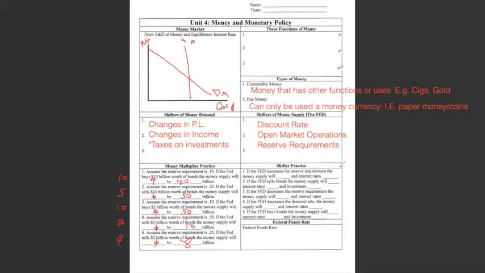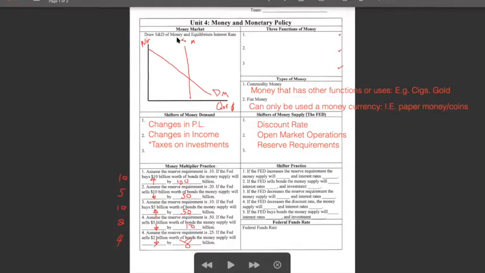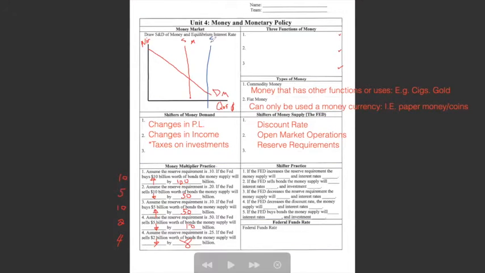Okay, next one. This one's a little more challenging here. We'll look at the shifter practice. If the Fed increases the reserve requirement, so that means that what they did is they take this one over here and they shifted it to the right. Okay. What happens? So the Fed increases the reserve requirement. Oh, sorry, I did this one backwards. I read this one wrong. Okay, let's do it right this time.